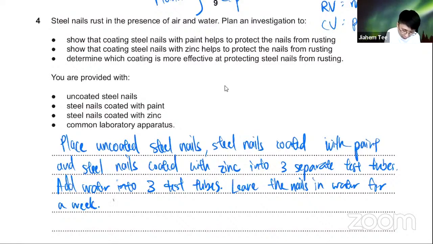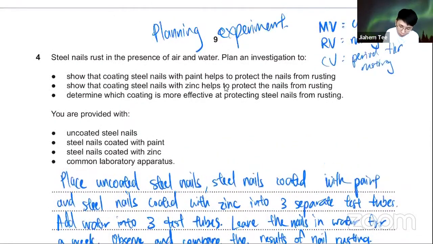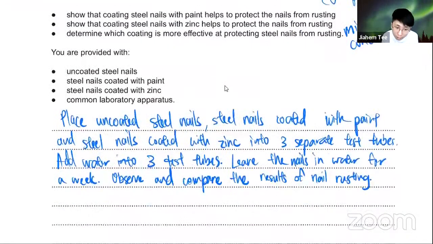And then what do we do? We can observe and compare the result of nail rusting. And then after you observe and compare, what's your conclusion? So guys, after writing these few things here, you have a mini conclusion. So that's what you have to include in your planning experiment: variables and conclusion. Try to write variables and also the conclusion.